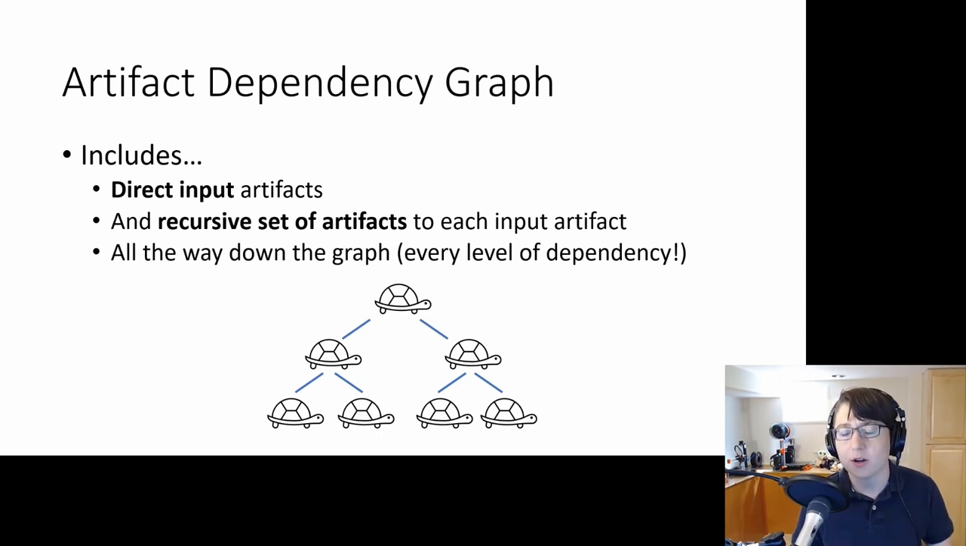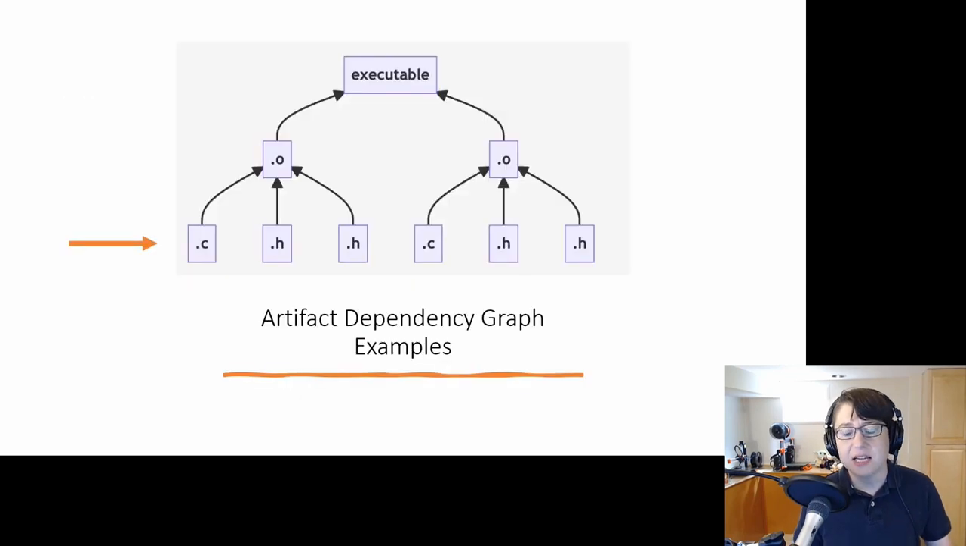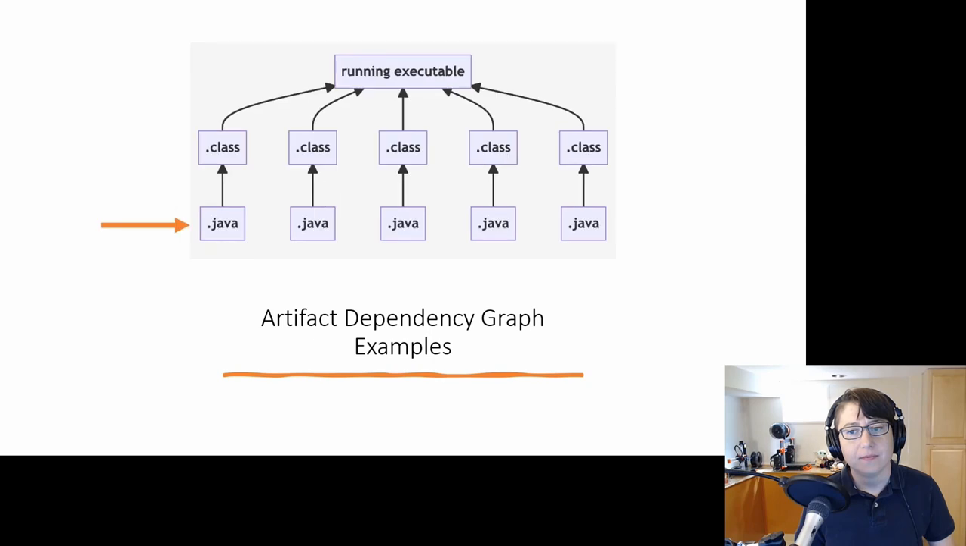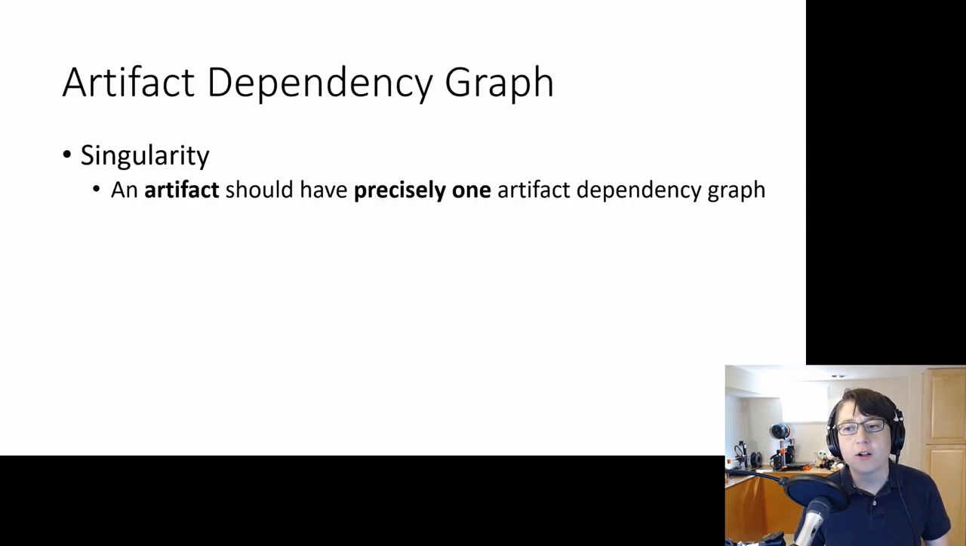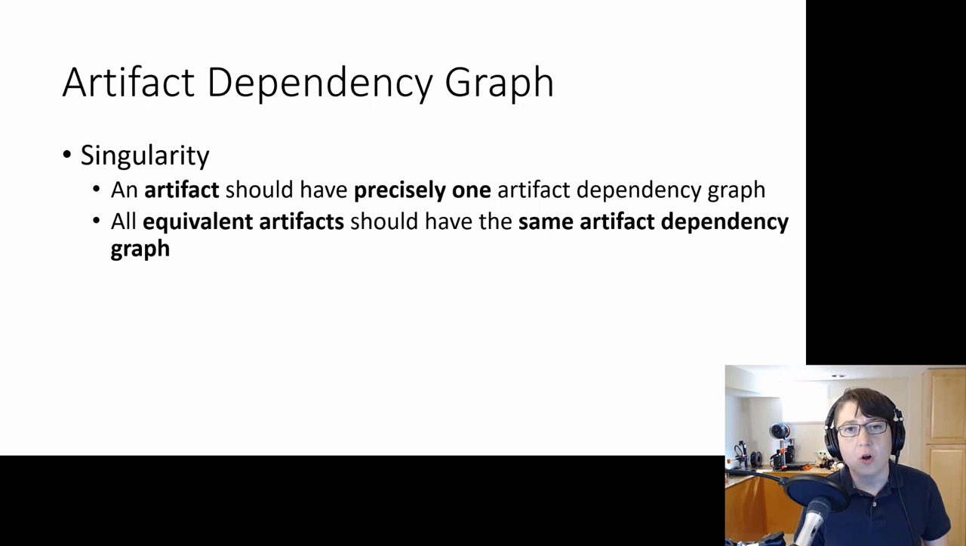Let's look at some examples of artifact dependency graphs. In the case of C, .c and .h files are compiled into .o object files. Those object files are then linked into an executable. In the case of Java, .java source code files are compiled into .class files, which are then combined into a running executable. Something we like to refer to in the GitBOM project is the artifact singularity. An artifact should have precisely one artifact dependency graph, and all equivalent artifacts should have the same artifact dependency graph.